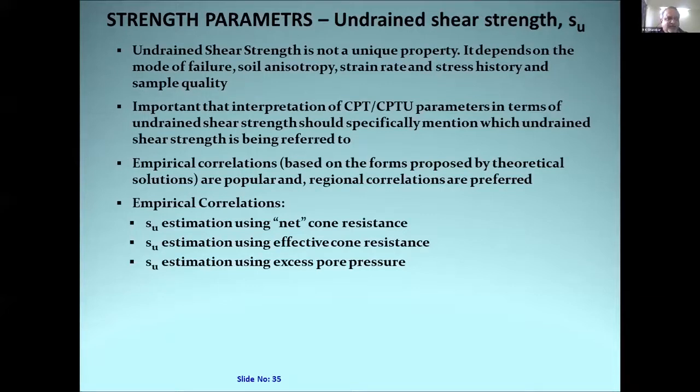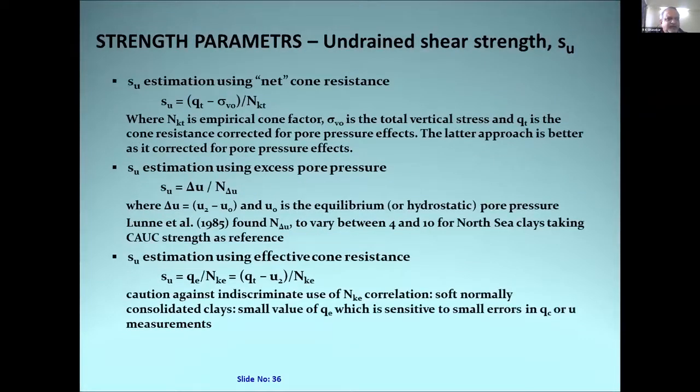So there are empirical correlations based on the forms proposed by theoretical solutions, and there are three ways of interpreting Su from the cone parameters: Su estimation using net cone resistance, as we will see, Su estimation using effective cone resistance, and Su estimation using excess pore pressure. Su estimation using net cone resistance: net cone resistance is nothing but the corrected cone resistance reduced by the total overburden pressure, and the Nkt factor is the empirical cone factor.